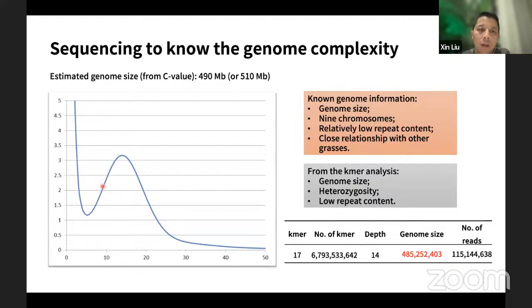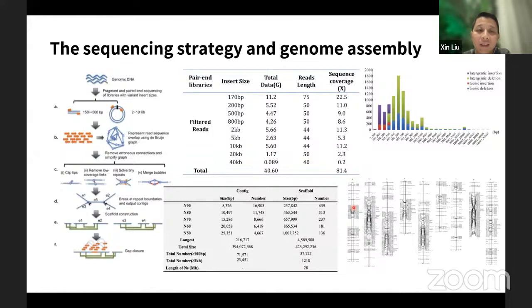So from this K-mer distribution, we think this genome is relatively easy for us to sequence and assemble because of the genome size, about 500 megabytes, and the heterozygosity should be low, and the repeat content should also be low. So what we did was to apply second generation short reads, with different insert size libraries, to do the sequencing.